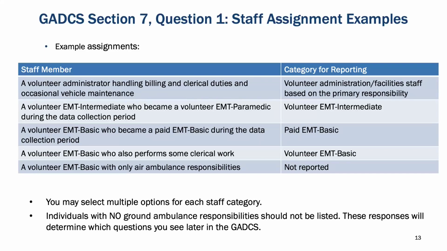Next, consider a volunteer EMT basic who also performs some clerical work. This person would count as a volunteer EMT basic because staff with any EMT response duties are always categorized in the appropriate EMT response category. Finally, consider a volunteer EMT basic with only air ambulance responsibilities. This person would not be reported because they do not have any ground ambulance duties.